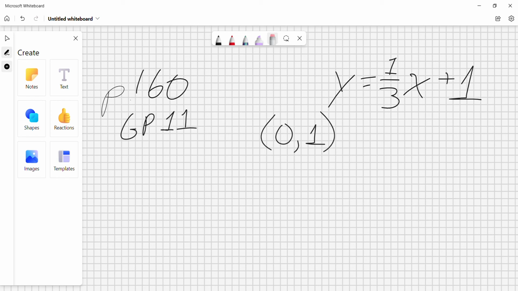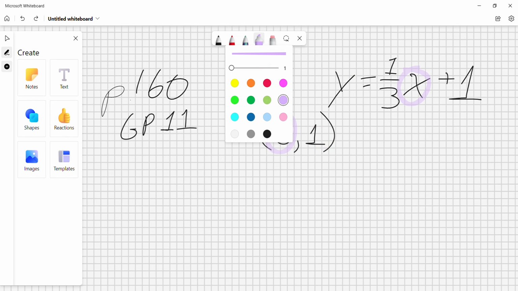So let's substitute when x is 0, we'll plug that in, and then y is 1, we'll plug that in. Maybe I should do that in a different color. There we go.